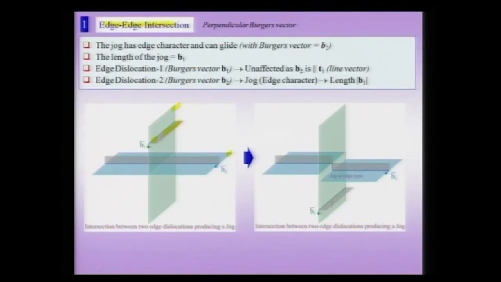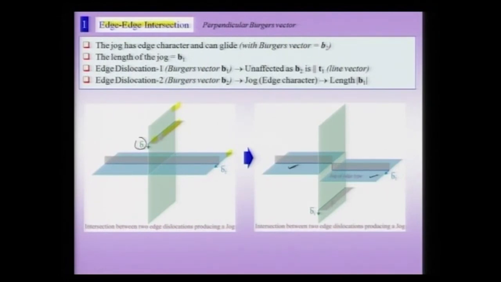In other words, this horizontal dislocation line gets a jog in its length. That means the dislocation line no longer lies on a single blue plane, but is shifted from one blue plane, shown here, to a parallel blue plane connected by a jog. This jog has an edge character and has a length B1, because this length B1 comes from what the Burgers vector B1 imposes on the other dislocation, which is the blue dislocation.